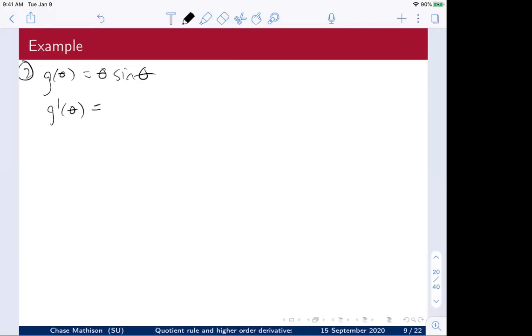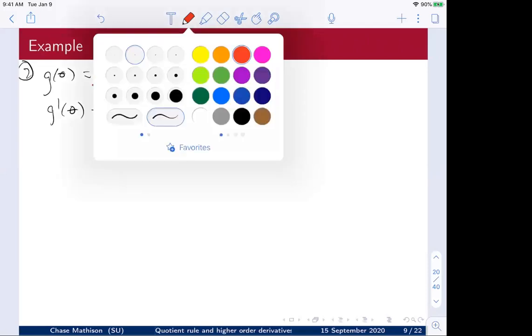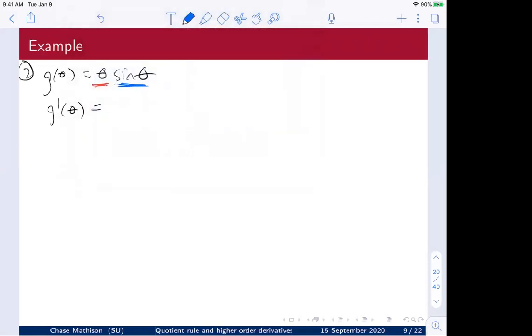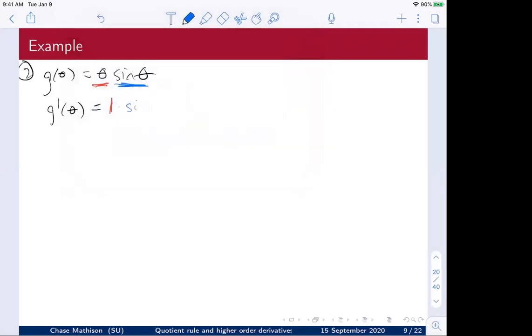So the product rule says, well, tablets are great for the product rule. If I call theta the red part and sine of theta the blue part, then the product rule says, first take the derivative of the red part. So what's the derivative of theta with respect to theta? Careful. It is 1. Yep, 1. And then we'll leave sine of theta alone. So 1 times sine of theta.